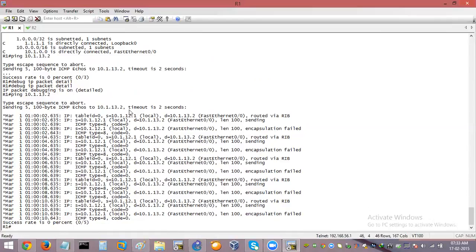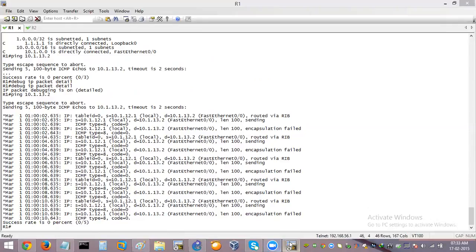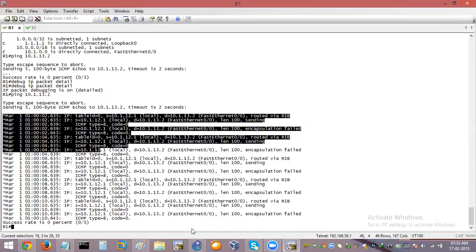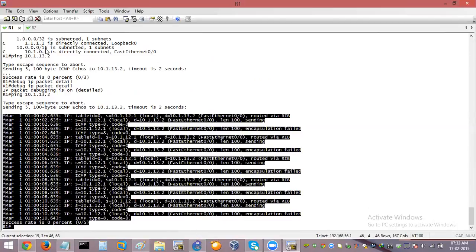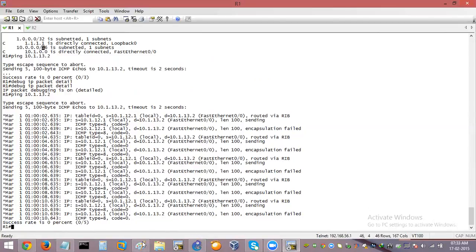Now, some of you are clear with this, some of you are not clear. So let me tell you one thing here, guys. Why did I make that change to the interface? Previously, I was not able to route the packet, but when I changed the interface subnet mask to /16, I was able to route the packet.